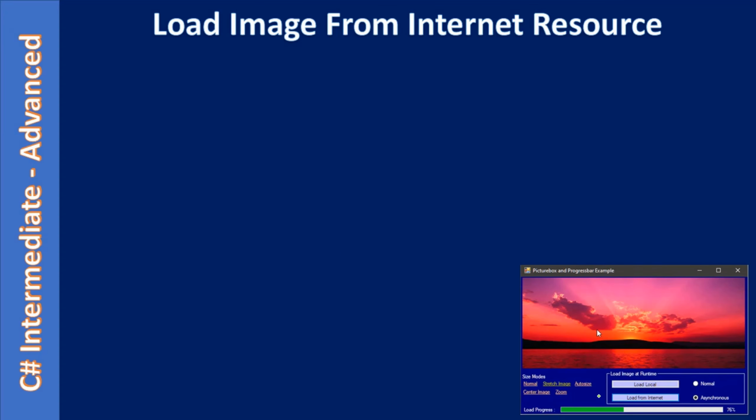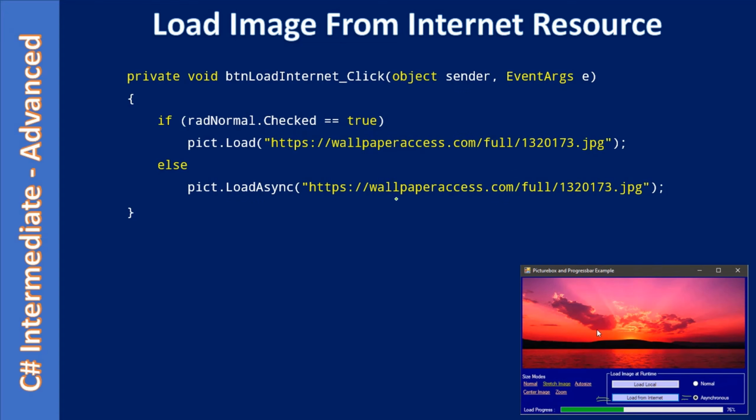So when a user clicks this button, we once again check whether we want to load the image as normal or asynchronous. Instead of specifying the local image path here, for the load method we can also specify the internet location. So we specify HTTPS, that means secured, we make use of secure socket layer. Then we specify the web address.com, then the path. After that we specify the image location. So this image is not here in the local machine, it is from the internet.